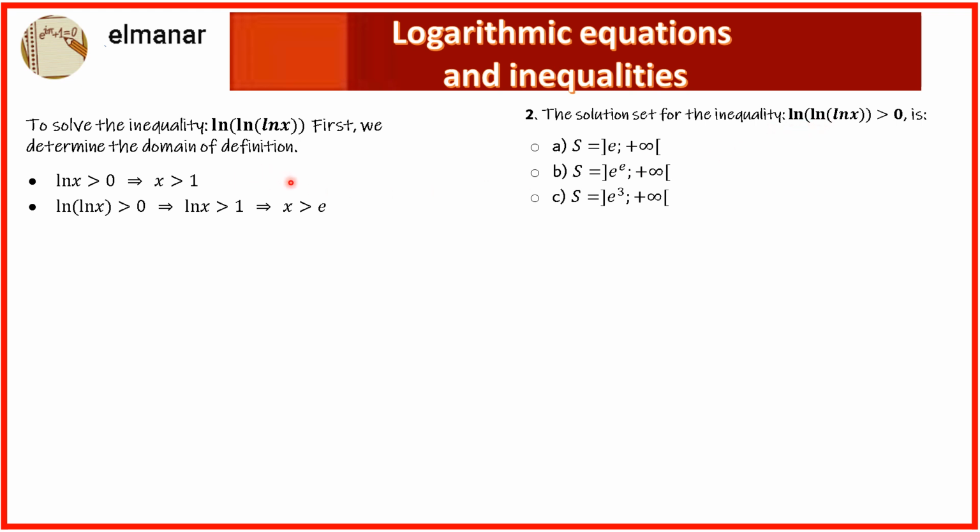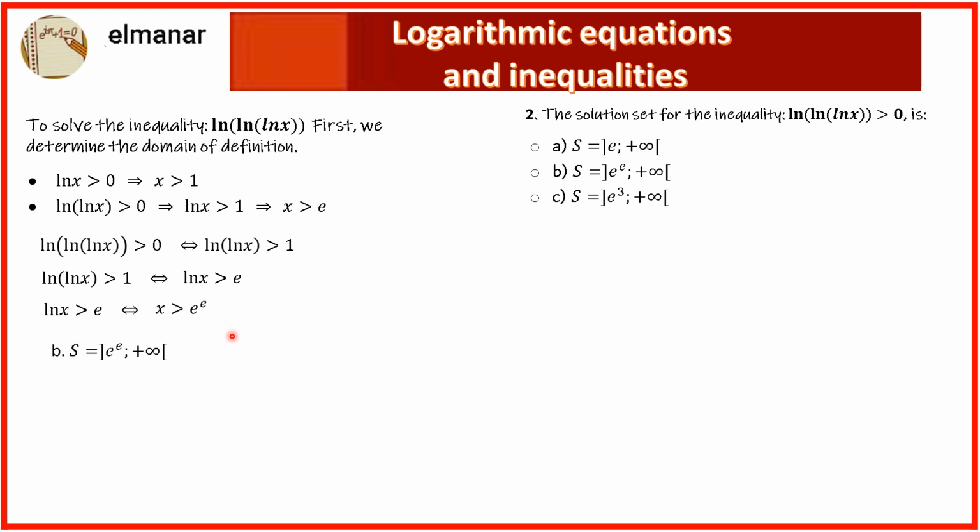To solve the inequality, we say that what is inside the first logarithm must be greater than 1, meaning the natural log of the natural log of x is greater than 1. This is equivalent to the natural log of x is greater than e to the power of 1. Finally, this is equivalent to x being greater than e to the power of e. Therefore, the correct answer is option B.